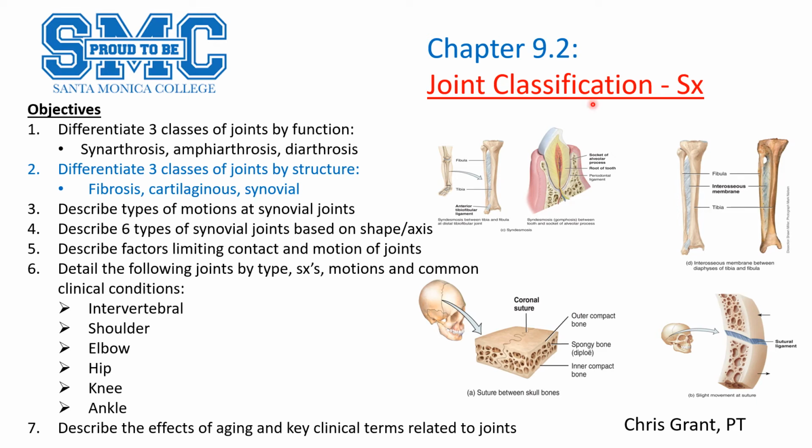So now we're going to move on from classifying joints by function, how much they move, to by their structure, or what's actually holding them together. And for the structure, there's three types of classifications. Fibrous, which is going to have three subcategories to it. Cartilaginous, which also has three subcategories. And synovial, which are just going to be synovial joints.